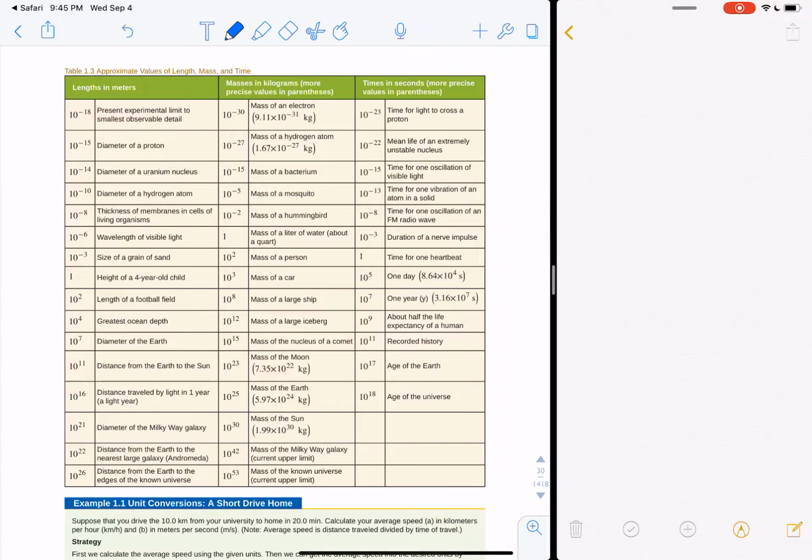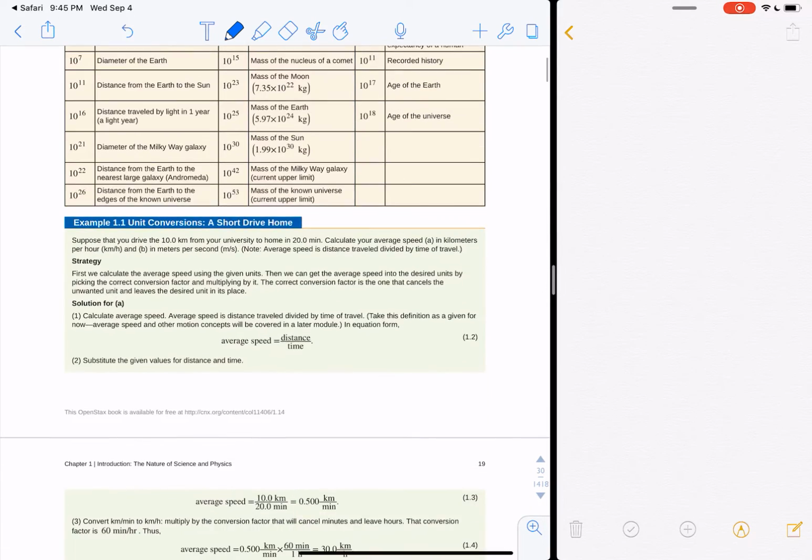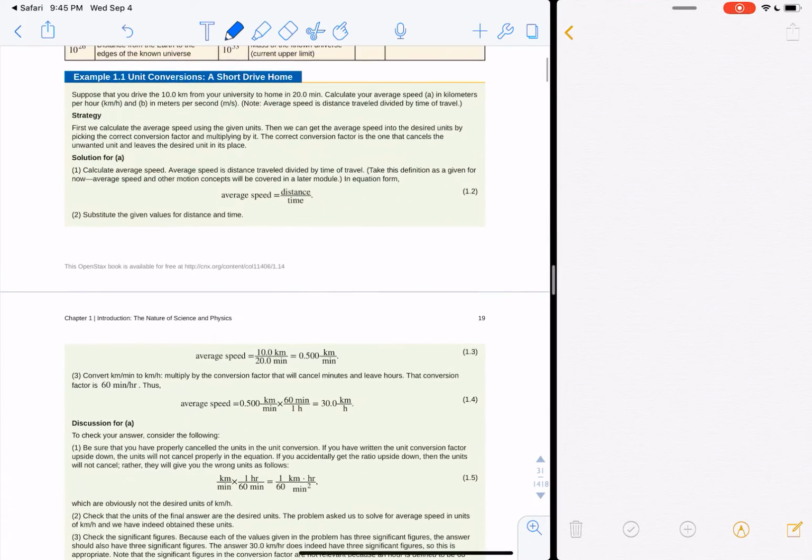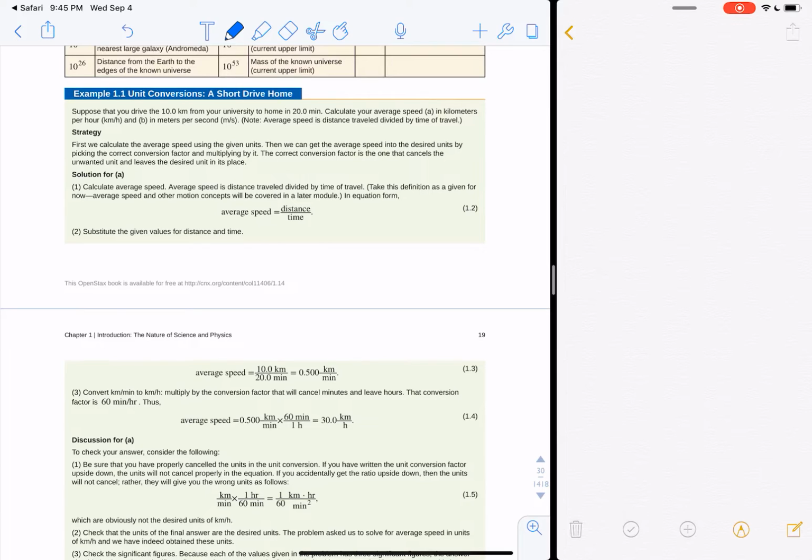So here are some other examples of different lengths. You can go through those if you want. Okay, so here are some unit conversion examples. Study these. Suppose you drove 10 kilometers from your home in 20 minutes. What's your average speed? That's just rate times time is distance, so your average speed is distance over time. And we want to figure it out in kilometers per hour and meters per second.